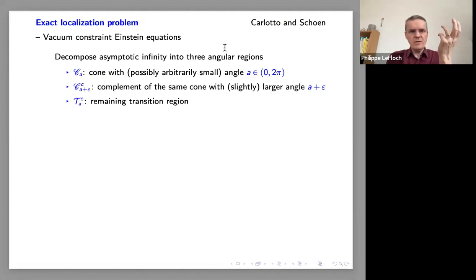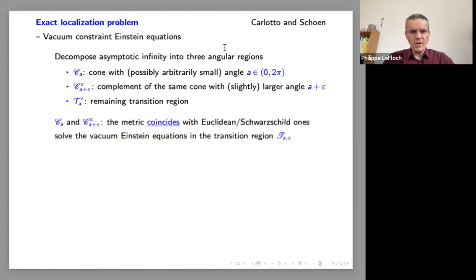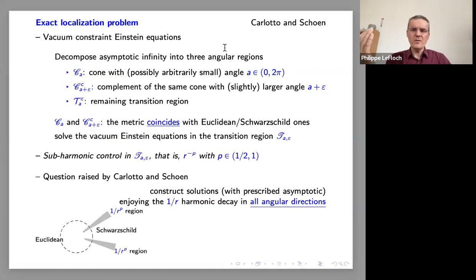You look at infinity, asymptotic infinity for asymptotically Euclidean solutions, and you split it in 3 angular regions. There is an angular region, and I have a picture right below, I think. So this is like a cut of the picture. This is supposed to represent 2 cones that are a small cone located inside a big cone. So this is what I'm describing on the top of the screen. CA is a cone of a certain angle. You have to think of it as being possibly very small. Then there is a complement of the same cone, but slightly larger angle. So there is a gap in between, which I call T. There is a T transition region.